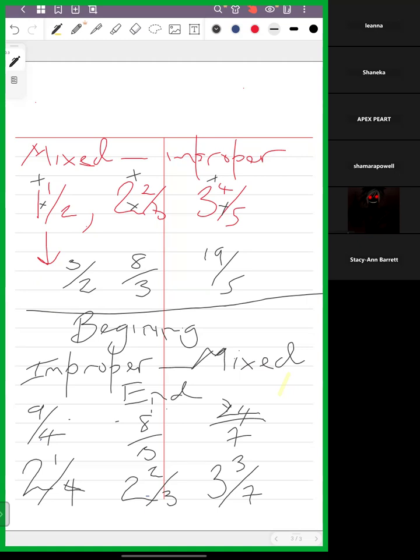Yes, sir. So for the mixed to improper, we do that at the very beginning of the math problem. And from the improper to the mixed, we do that at the very end of the problem, when you're going to produce your final result.